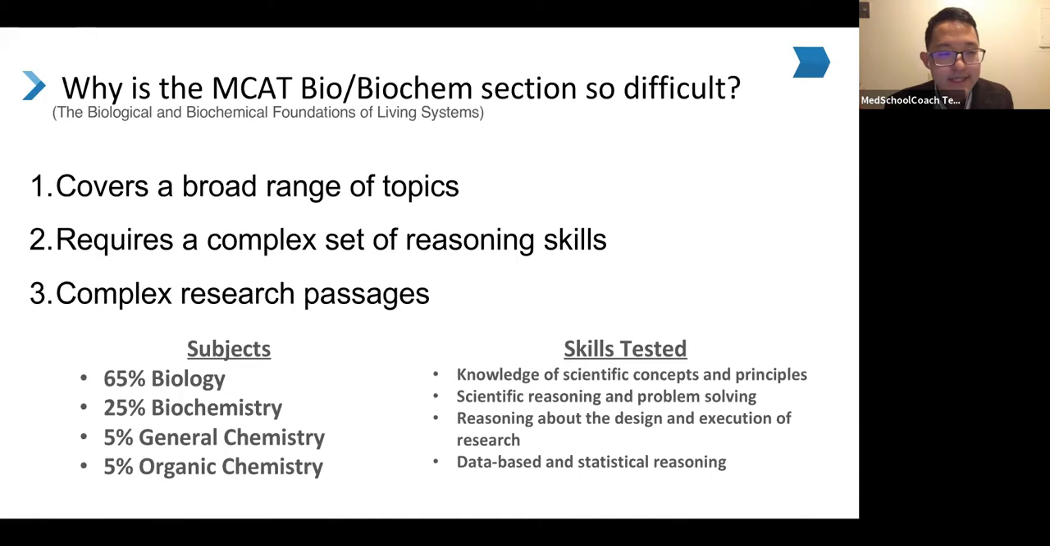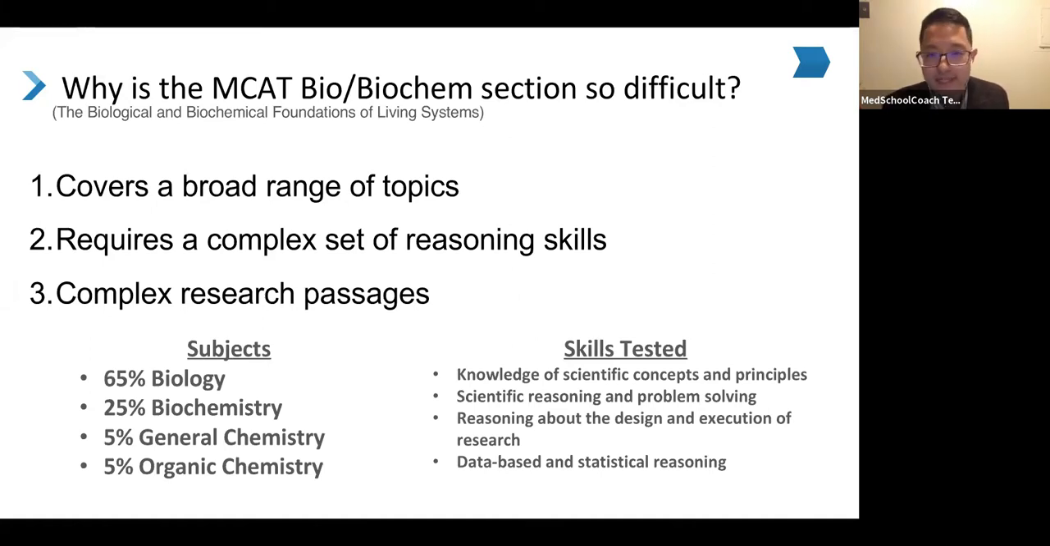And the latter 2 skills you can see here, design and execution of research and data-based and statistical reasoning. This is actually a skill that a lot of students don't have as much experience with. And this manifests on the MCAT as these complex research passages. So quite a number of passages on the science sections of the exam are adapted from peer-reviewed scientific journal articles.